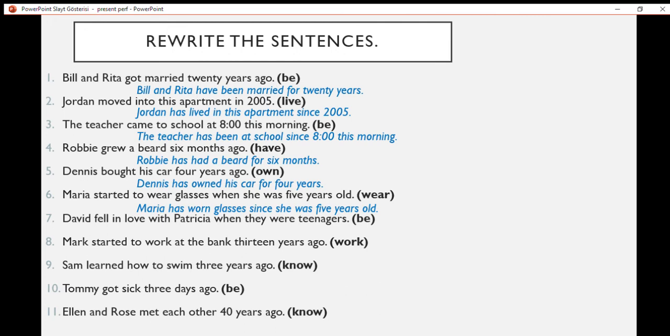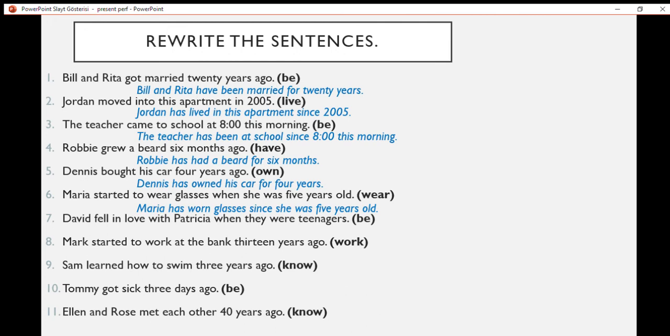Now you see, after since, we can use past simple because 2005 is past tense. Or 6 months ago is also past tense. So after since, we can use past simple tense, but not before. Maria has worn glasses since she was 5 years old, like maybe 10 years ago, right? So Maria has worn glasses since 2010. Or Maria has worn glasses for 10 years. Or Maria has worn glasses since she was 5 years old.